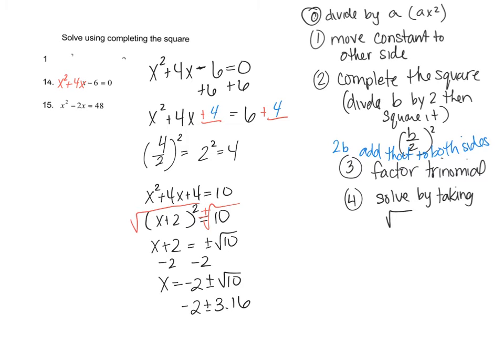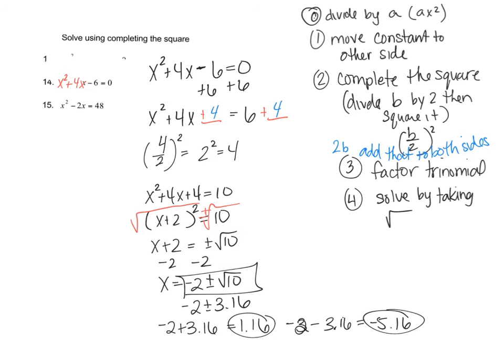So negative 2 plus 3.16 is 1.16. And negative 2 minus 3.16 is negative 5.16. So I have two answers, two ways to write my answer out as well. Negative 2 plus or minus the square root of 10, and then 1.16 and negative 5.16. It's really going to depend on the question. If it says round to the nearest hundredth, then it wants a decimal.